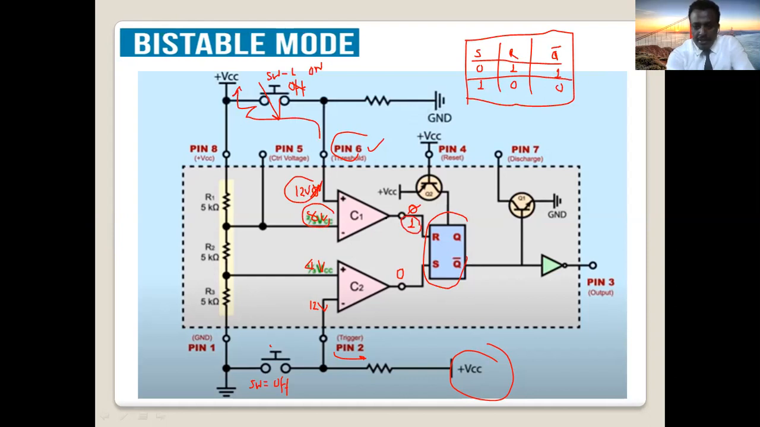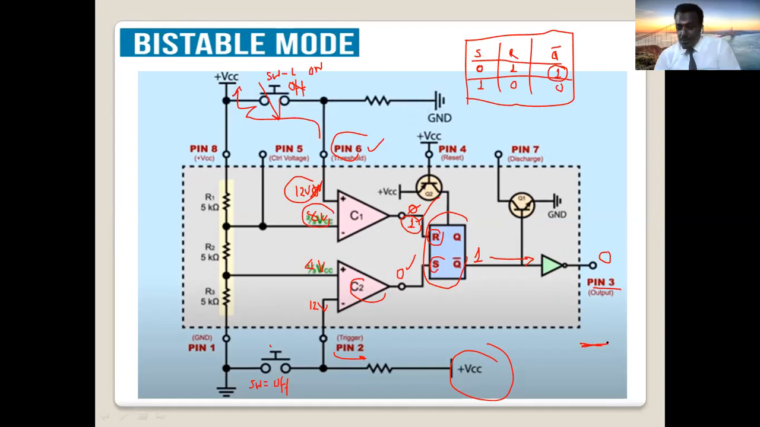Now look here. Comparator C1 is connected to reset R. Comparator C2 output goes to set. So what is R now? R is 1. What is set? Set is 0. So when S is 0 and R is 1, what will be the Q bar? Q bar will be 1 here. So 1 goes to the inverter, which inverts 1 into 0. So the output will be 0. Off.